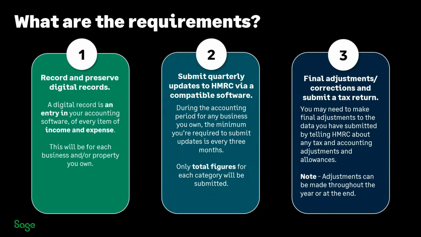Lastly, you've got any final adjustments and corrections, and then submitting a tax return. Although you can make adjustments throughout the year, you may need to check if there are any final adjustments or if you need to claim any applicable relief. And this can be done at this point. Once all the checks have been done, you can then submit a final tax return confirming everything has been submitted and it's to the best of your knowledge.